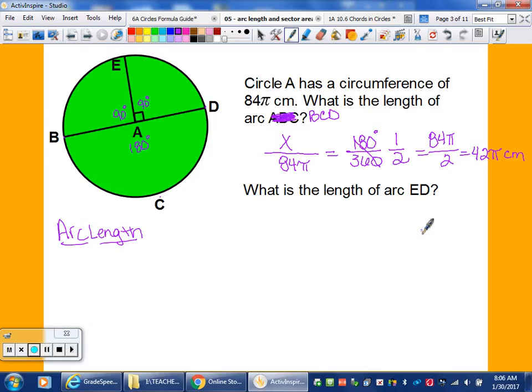Okay? So that's how you get arc length. Well, let's try the length of ED. Again, still 84 pi for your circumference, still 360 on the bottom over here. Don't know what the arc length is, that's what we're finding. Arc ED is 90 degrees. Now 90 over 360 can reduce to 1 over 4. So that in turn makes x equal to 84 pi divided by 4, which gives me 21 pi centimeters. So arc length doesn't seem that bad.